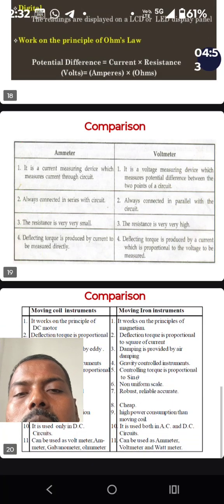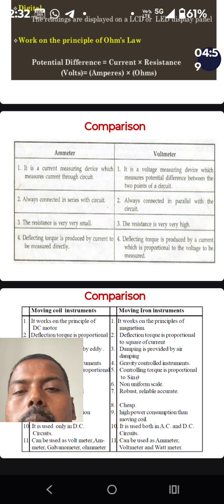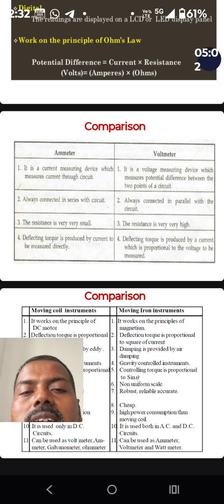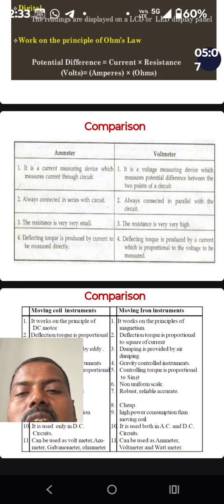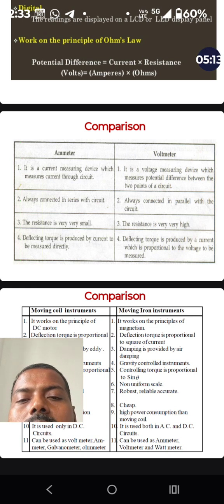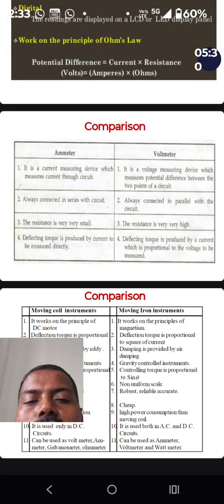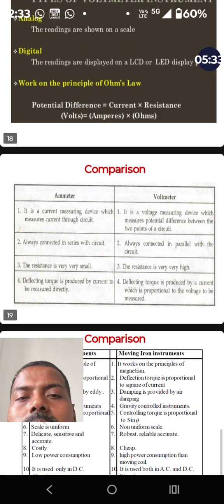The comparison between the ammeter and the voltmeter: the ammeter is a current measuring device which measures current through the circuit, whereas the voltmeter is a device which measures the potential difference between 2 points in a circuit. The ammeter is connected in series, whereas the voltmeter is connected in parallel. The resistance is very small in an ammeter, whereas the resistance is very high in the voltmeter. The deflecting torque in the ammeter is produced by the current to be measured directly, whereas in the voltmeter the deflecting torque is produced by a current which is proportional to the voltage to be measured.